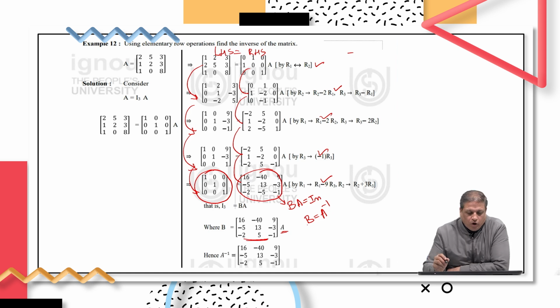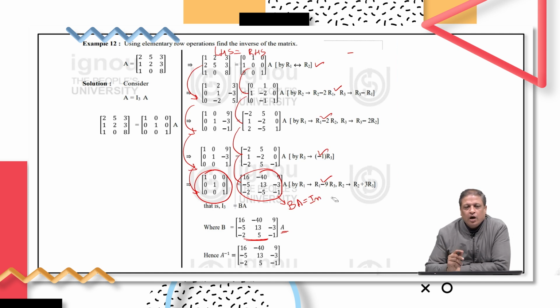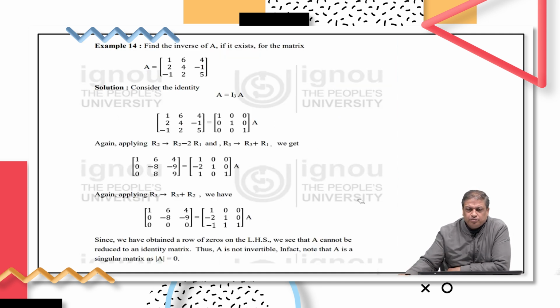So by performing the elementary row operations, you are actually transforming the given matrix into an identity matrix, and by using this you are going to calculate the inverse of a matrix. I hope you are able to understand this.